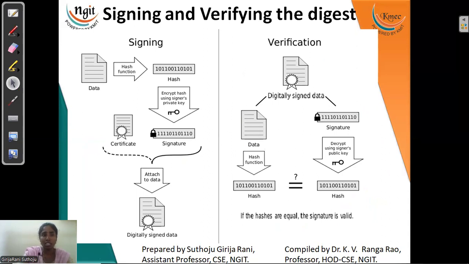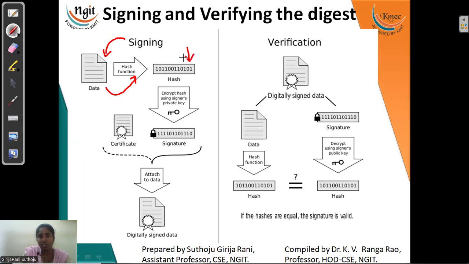In the signing algorithm, which is performed at the sender side, and the verification algorithm, which is performed at the receiver side. As we are saying, the signing algorithm is performed at the sender side. We must take the plain text first, whatever the data or message is, and apply it to the hash function so that we get a message digest of that message.